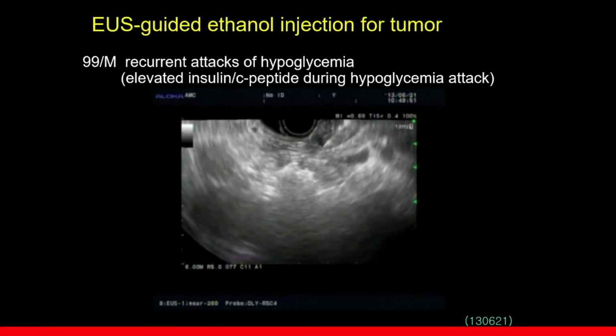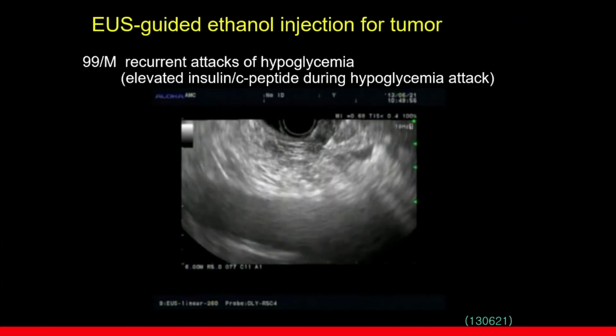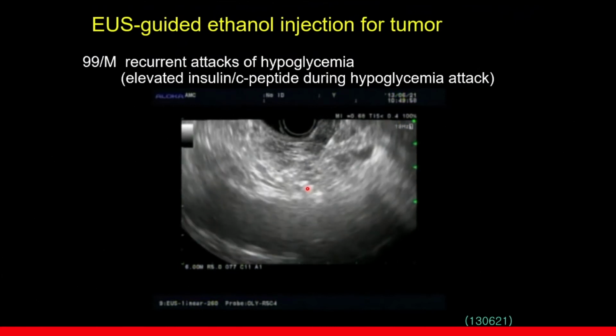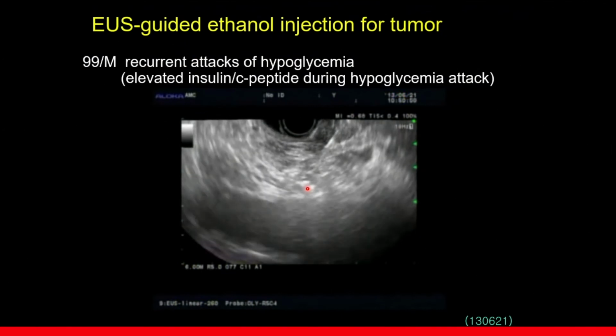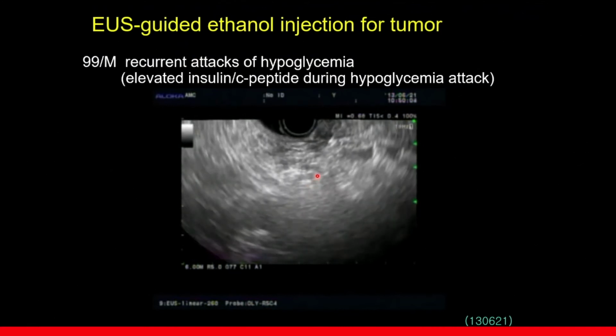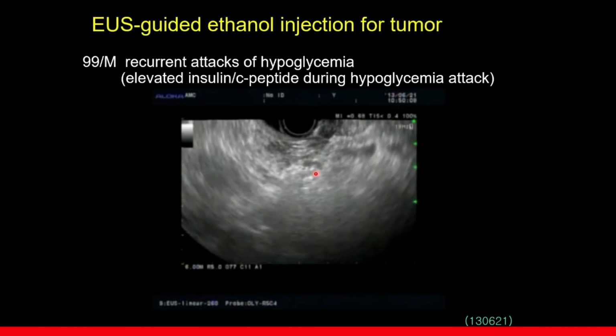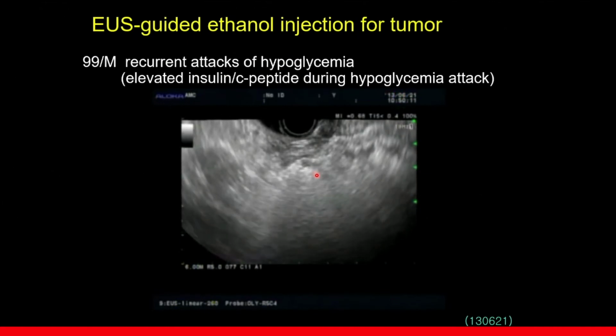To ablate the lesion, 22-gauge FNA needle was used, and the bottom half was already treated. Now we are targeting upper half of the lesion. After insertion of the needle to the upper hypoechoic area, we injected 0.2 to 0.4 cc ethanol into several areas.